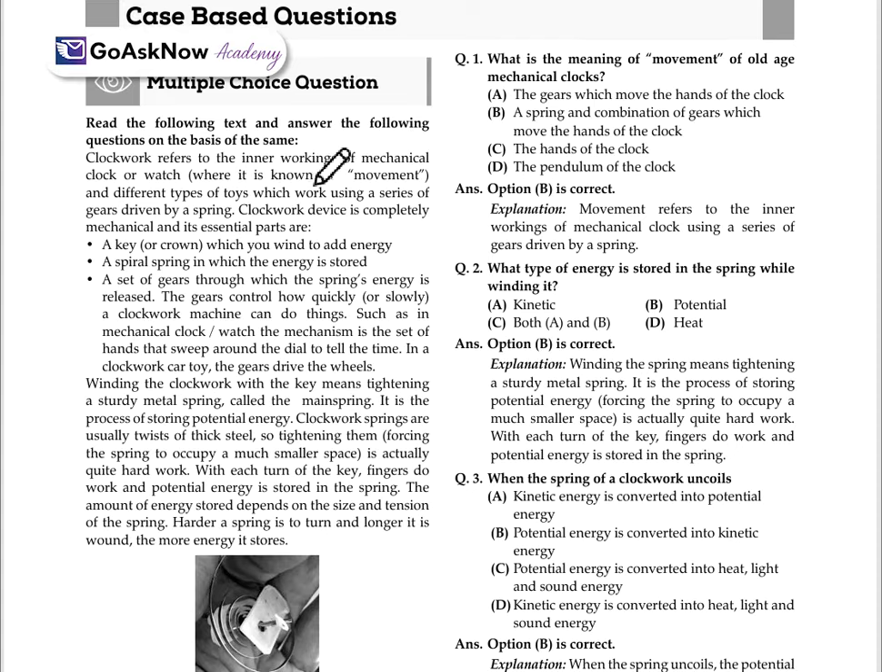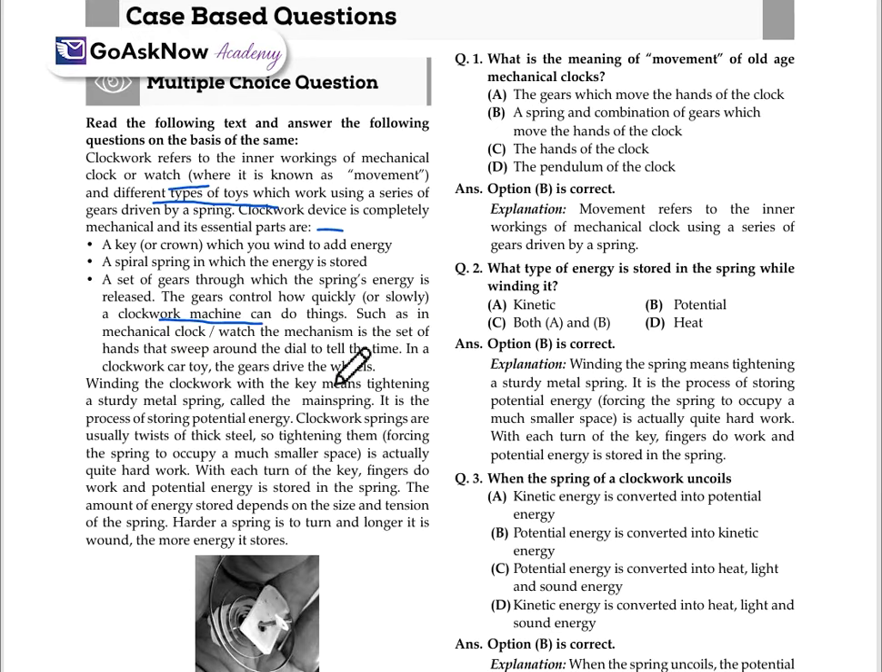Clockwork refers to the inner working of a mechanical clock or watch, where it is known as the movement. A different type of toys also works using gears driven by a spring. A clockwork device is completely mechanical, and its essential parts are a key or a crown which you wind up to store energy, a spiral spring in which energy is stored, and a set of gears through which the spring's energy is released. The gears control how quickly or slowly a clockwork machine can do things, such as a mechanical clock or watch, and the mechanism is set to the hands that sweep around the dial to tell the time.